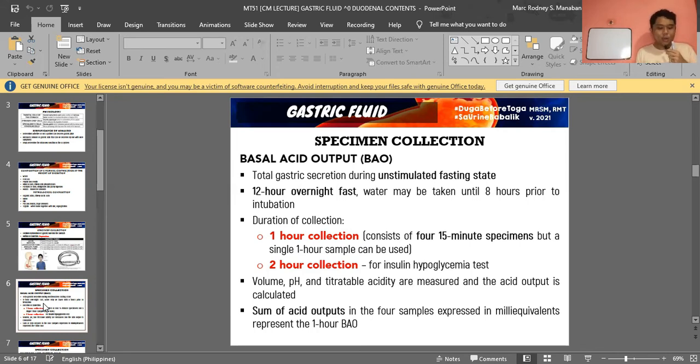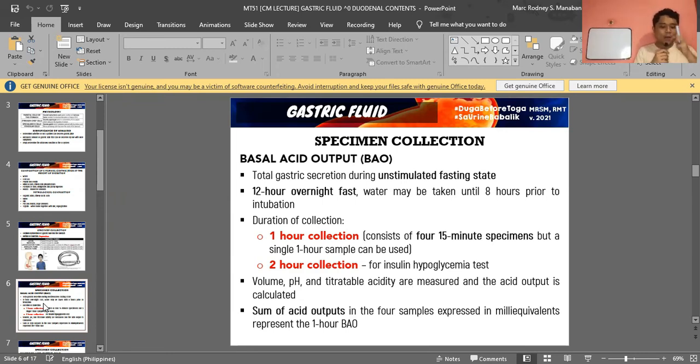Okay, and it's a 12-hour overnight fast. Water may be taken until 8 hours prior to the intubation to collect the gastric fluid. So you're determining what is the basal, meaning there are no stimulants, no stimulation, no food, nothing that can increase gastric fluid production. The duration of collection is 1 hour, collecting every 15 minutes, and then you add everything. That's the sum of basal acid output.